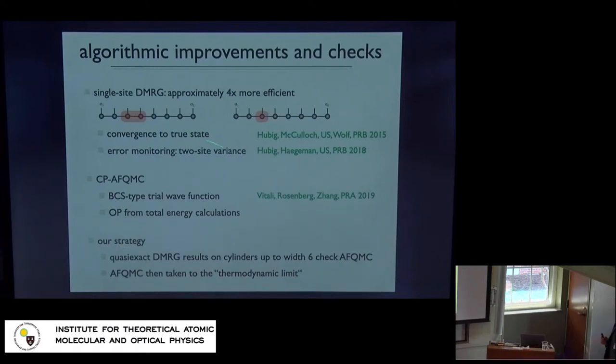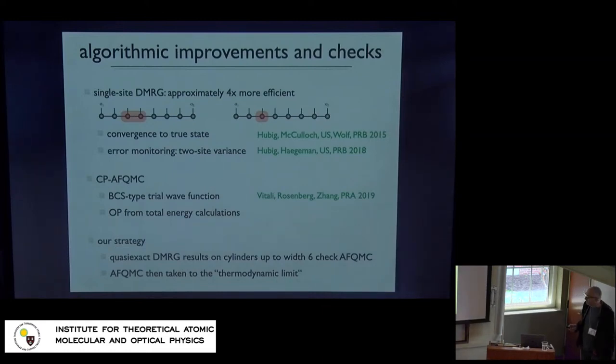And the other thing is the usual truncation error, which DMRG people need for the extrapolations, doesn't work anymore. You have to introduce an error monitoring by variance, which is often way too complicated to calculate, in particular for tough problems like here. And there we came up with a proxy that allows extremely reliable extrapolations to the exact limit, not the thermodynamic one. Okay, the Monte Carlo people came up with better trial wave functions and also all sorts of other technical improvements.